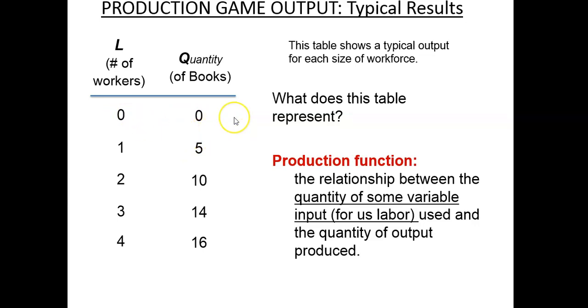So obviously, if there's no workers, no books were produced. One worker, I was able to produce 5 books, 2 workers 10, 3 14, 4 16. Okay, so this is a production function. So that's one thing to recognize. A production function shows us the relationship between some quantity of variable input, in this case the workers that we are varying, and how much output, the quantity of output, in this case books, we're able to produce. So this is a production function.